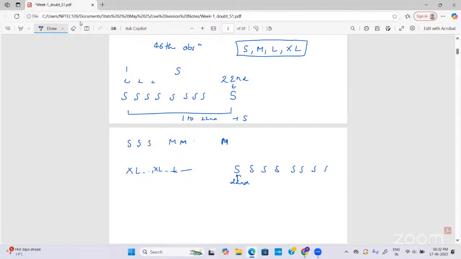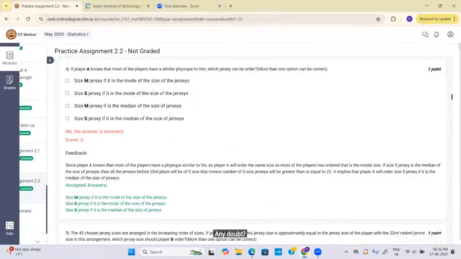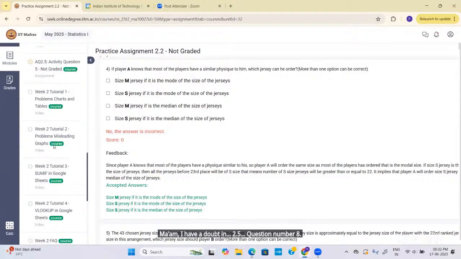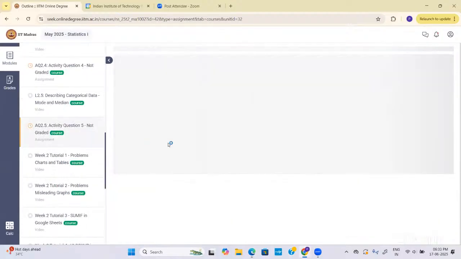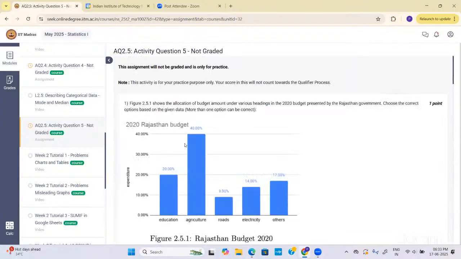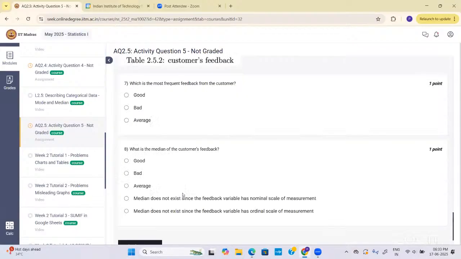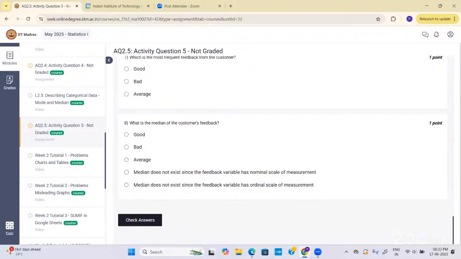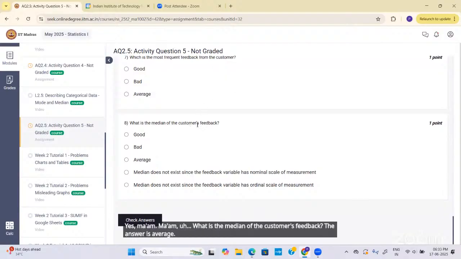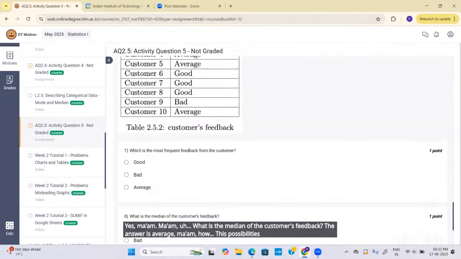Any doubt? Hello, ma'am. Ma'am, I have a doubt in 2.5, question number 8. Ma'am, what is the median of the customer's feedback? The answer is average. Ma'am, how is it possible? Please, can you explain?